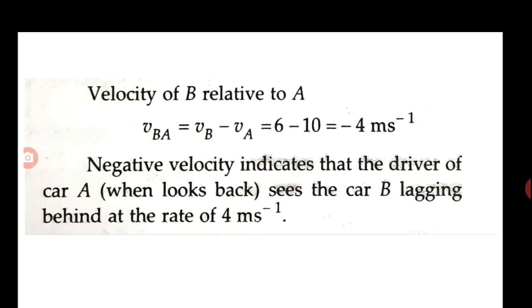Now, relative velocity of B with respect to A is VB minus VA, that is 6 minus 10, that is minus 4 meter per second. So that is for a person in car A. Car B appears to move back with a speed of 4 meter per second, because car A is going ahead. So when somebody sits in A and looks at B, B appears to have a speed of 4 meter per second in the backward direction. That is the meaning of relative velocity.